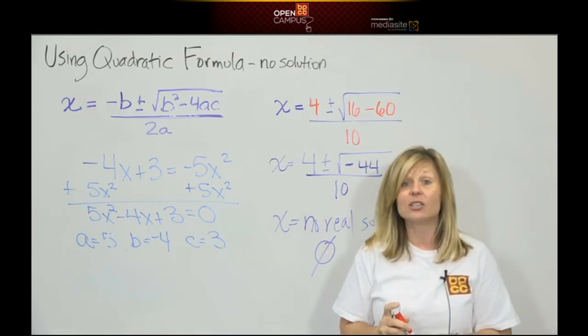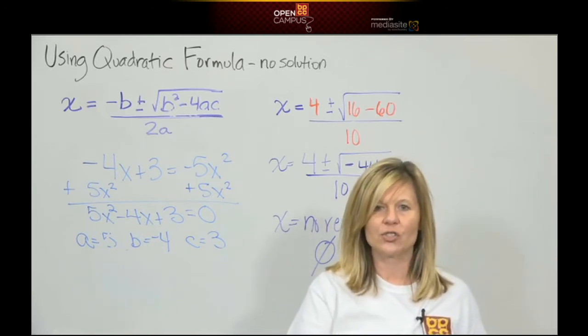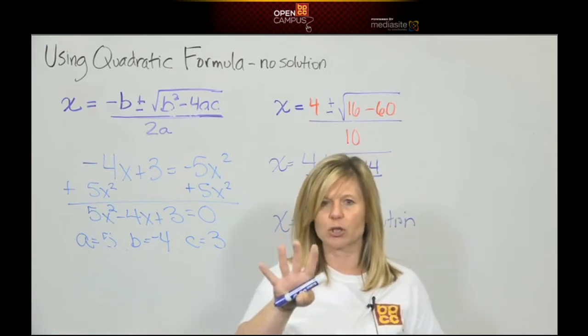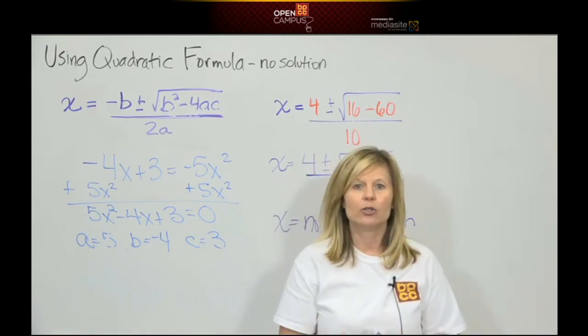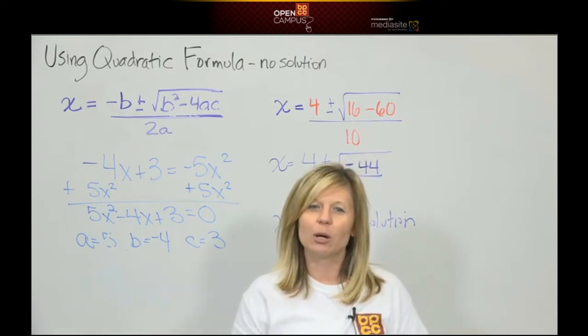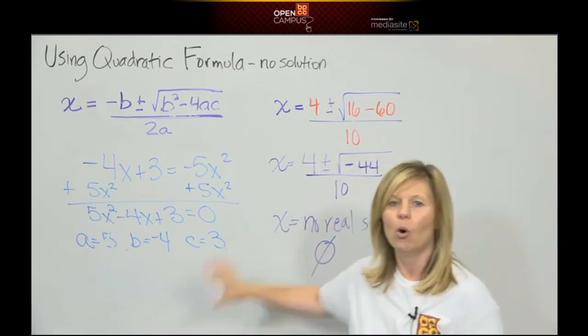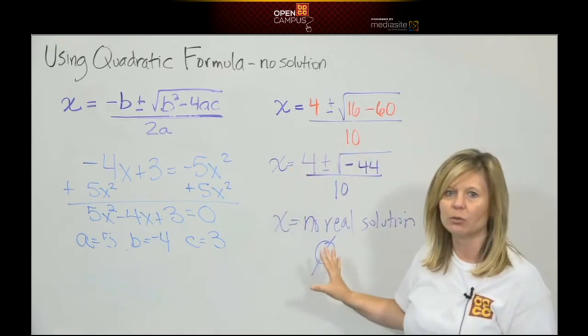Okay, and that's it. So now we've seen when you solve quadratic equations, there are 4 possible solutions. You either get 2 real rational numbers, 2 real irrational numbers, you get the same number, so that'd be 1 real rational number, or you get no solution.